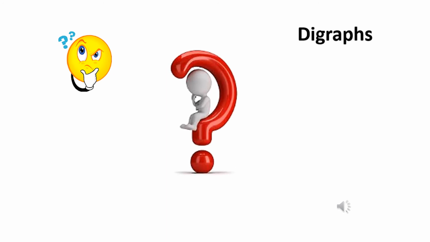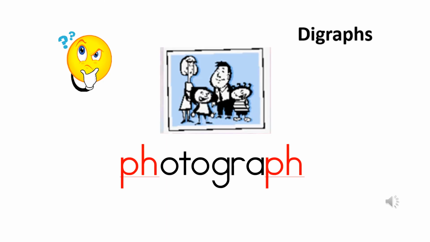How about another question? Can you think of a word that starts with the digraph PH, making the F sound, and ends with the same sound, PH? I can think of a word. The word I was thinking of is photograph. It makes an F sound at the beginning and the end of the word, but the F sound is spelled PH because sometimes in English, PH is used instead of the F to make the F sound.